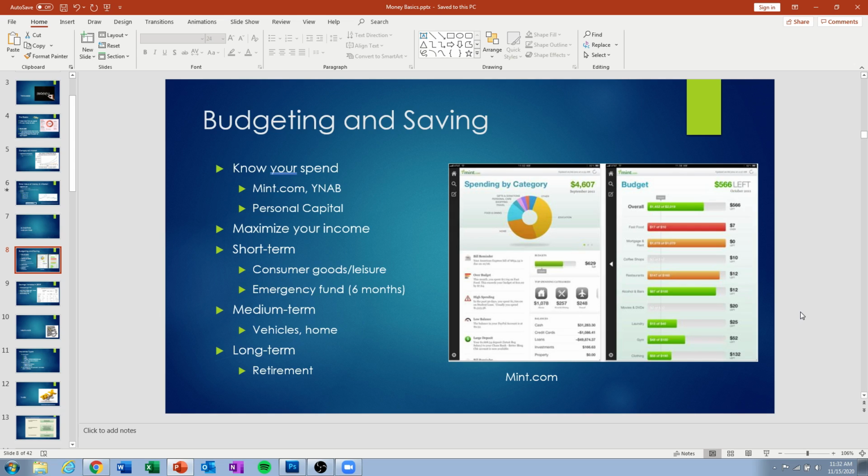But the whole point of budgeting and saving is to really maximize your income and just plan. It's just nice planning. It's an absolute basic. You need to be budgeting and tracking your money if you want to get into that financial freedom realm. So short term, this is going to be things like your consumer goods and your fun stuff, leisurely activities, and then also an emergency fund for 6 months, which is something that I'm currently working on. And then medium term is vehicles and a home, and long term would be retirement. So you're trying to budget and save for all those three, short, medium, and long term things.